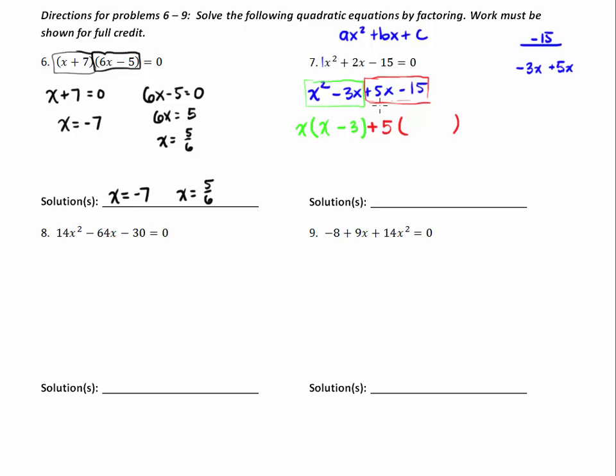That leaves me right here with just an x. And negative 15 divided by 5 is negative 3. And if I did this right, the expression inside the parentheses should be identical to each other, which they are. So now the last thing I want to do is factor out.